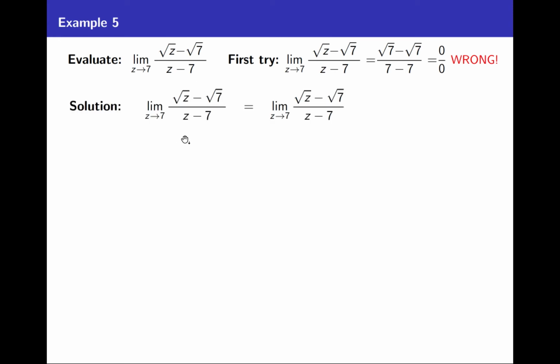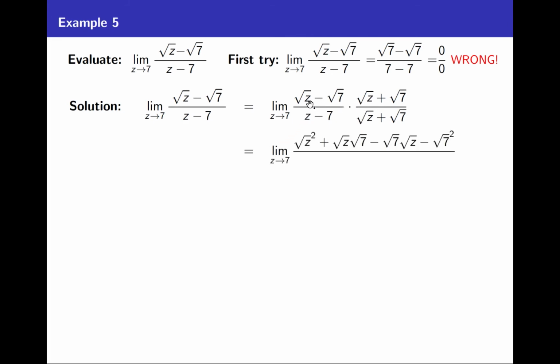Now I'll show you a trick that you can use when radicals are involved, and especially when you have a difference of two radicals. You can take this limit and multiply by the conjugate of the square root of z minus the square root of 7 divided by itself. And the conjugate of that expression is just that expression with the negative changed to a positive. So here we're multiplying this limit by 1 in this convenient form. Now why would we do that?